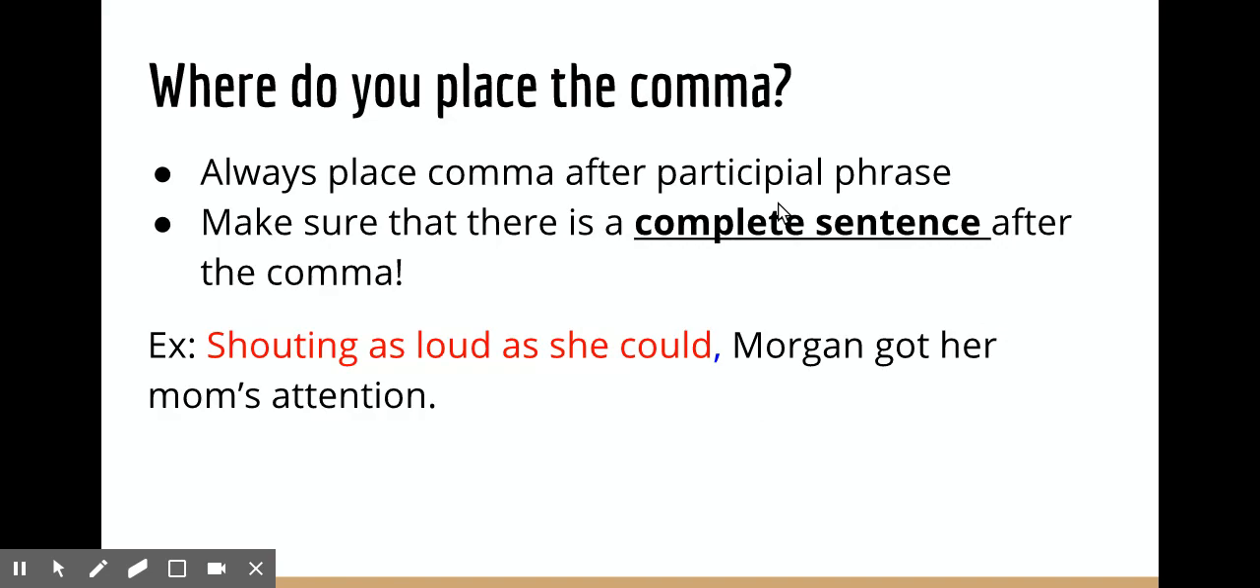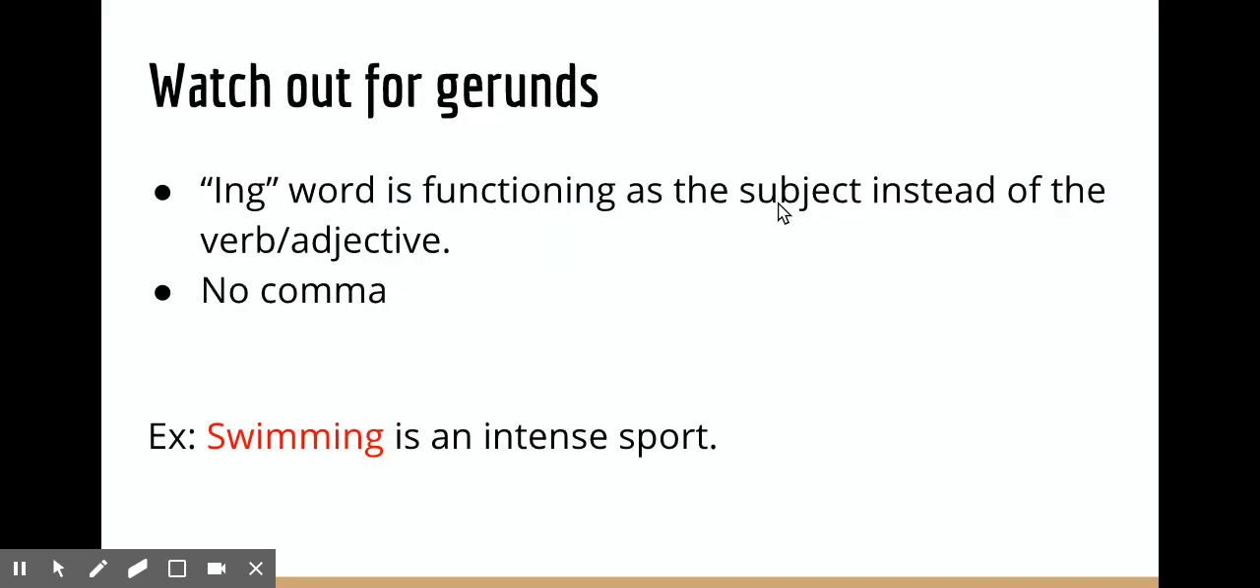Always place the comma after the participle phrase, and make sure that there is a complete sentence after where you would place the comma. So in my example, "Shouting as loud as she could, Morgan got her mom's attention." "Shouting as loud as she could" would be the participle phrase. To make sure that there's a complete sentence, just cover up the participle phrase and read the next part of the sentence by itself. So "Morgan got her mom's attention," that's a complete sentence. Therefore, you can place the comma after the participle phrase.